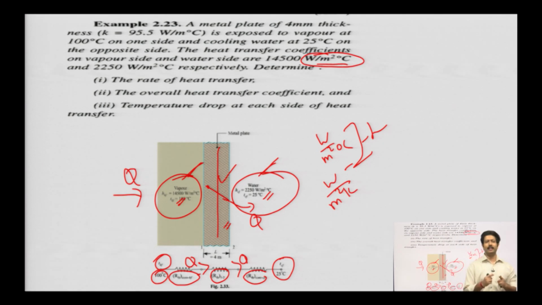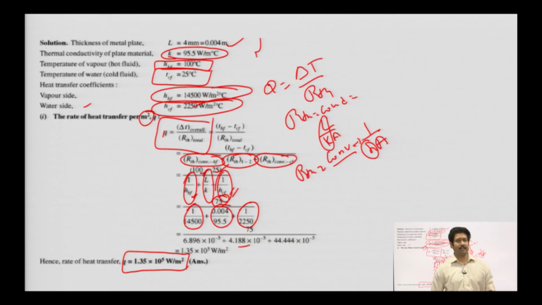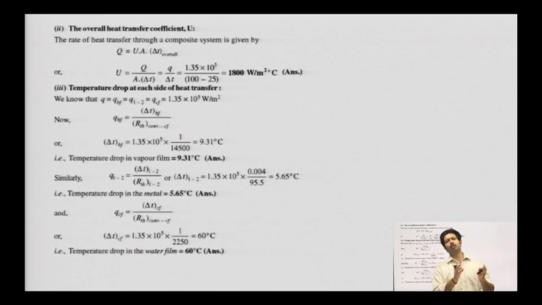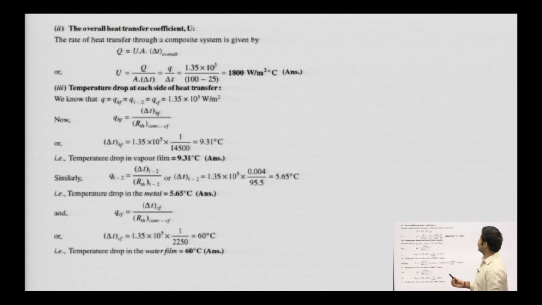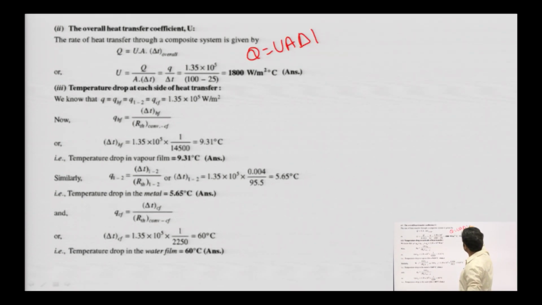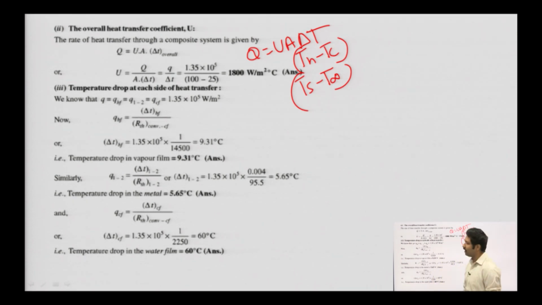There, two elements were in parallel, so you go for the equivalent resistance, and the equivalent resistance will be 1 by R equals the summation of 1 by R. You all know. Now the next thing, the overall heat transfer coefficient U. The rate of heat transfer through a composite system is given by Q equals UA delta T. Delta T will be T hot minus T cold, or it could be Ts minus T infinity, whatever the condition is in the numerical.